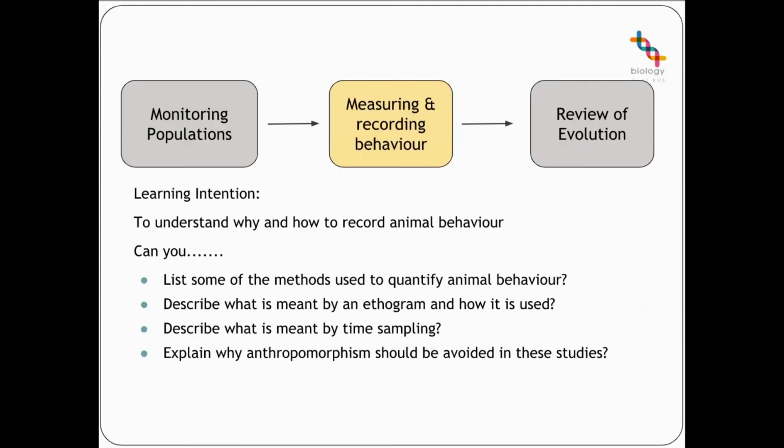So from that, you should be able to explain the methods or list the methods we use to quantify animal behaviour, describe what we mean by an ethogram and how it's used, explain what we mean by time sampling, and explain why anthropomorphism should be avoided in these studies.